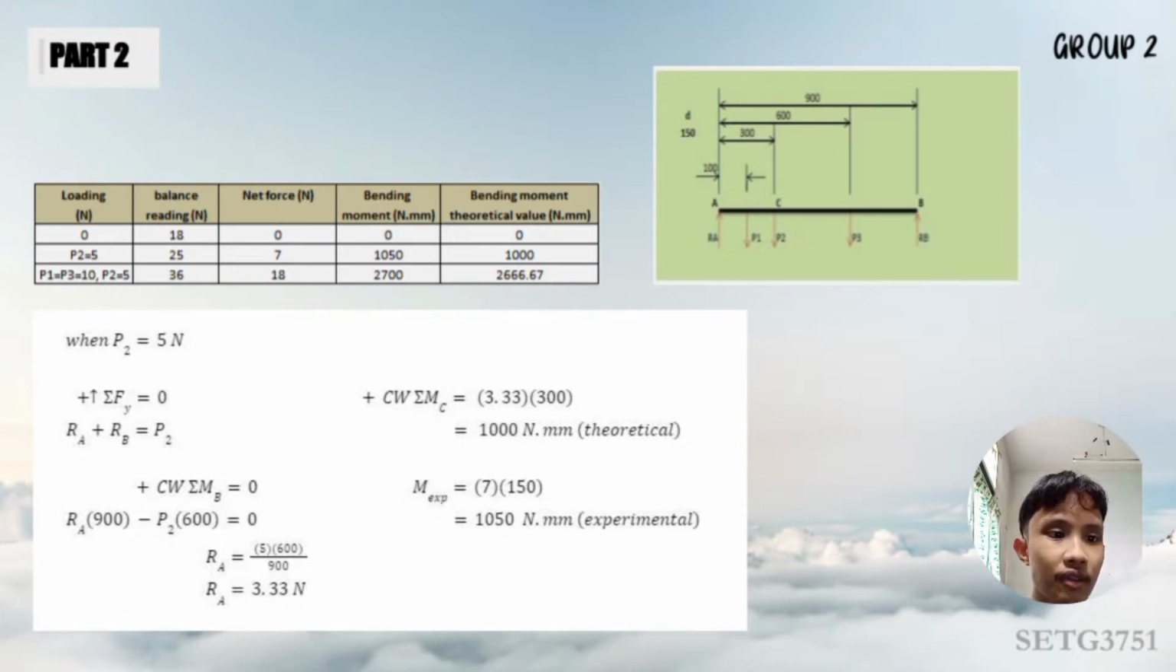we obtain the theoretical value, which is 1000 Newton millimeter. And then for the experimental value, we just multiply 7, which is the net force, by the distance 150 millimeter, and we obtain 1050 Newton millimeter.